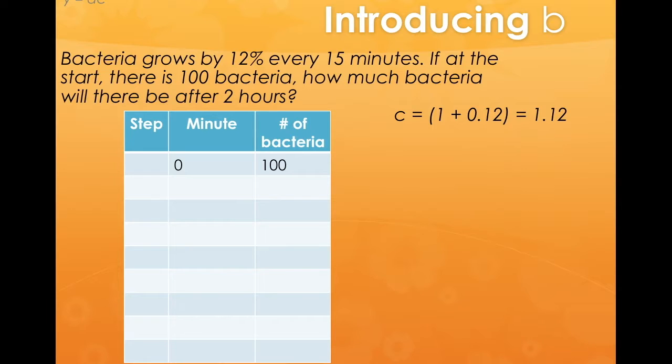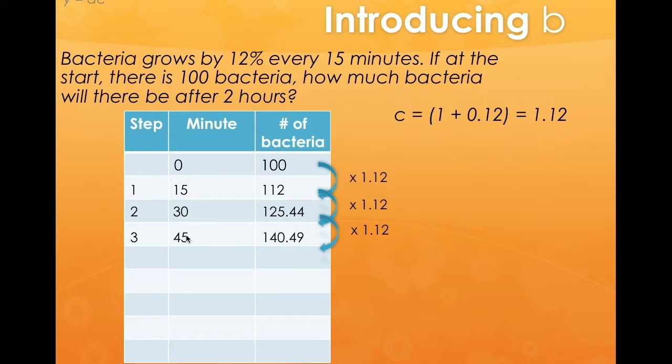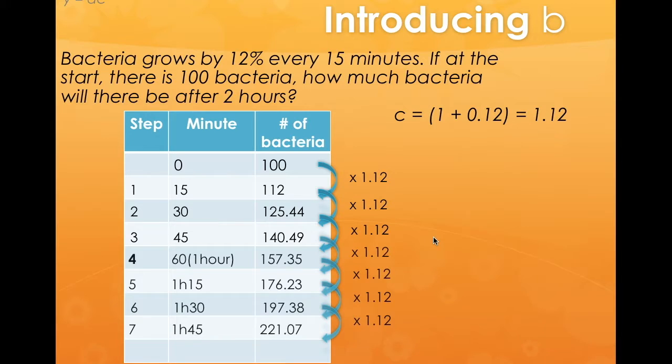This is where it gets more complicated. We start at minute 0, we have 100 bacteria. But now we have to go every 15 minutes. So for the first 15 minutes, we multiplied 100 by 1.12, our c, our multiplicative factor, and we get 112. Then again, we add 15 more minutes, we multiply that by 1.12, and we get 125.44. Again, we add 15 minutes, we get to 45 minutes, and we multiply our last value by 1.12, and we get 140.49. And we do this continuously every 15 minutes.